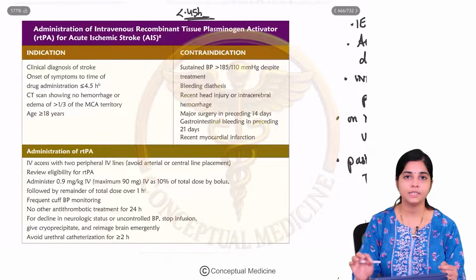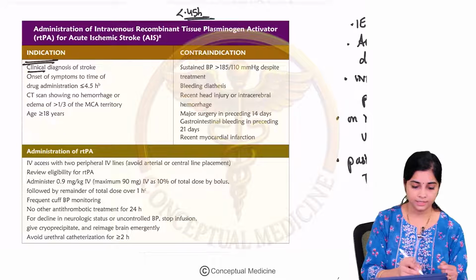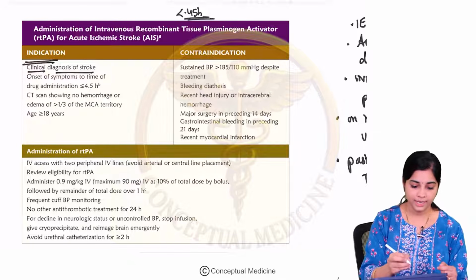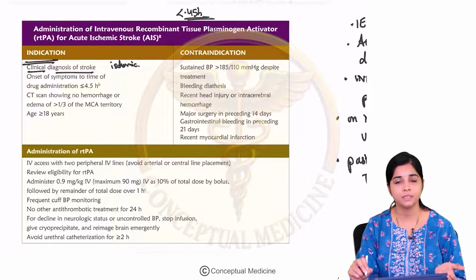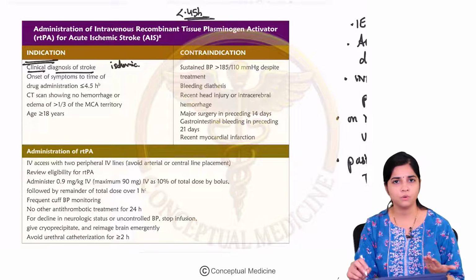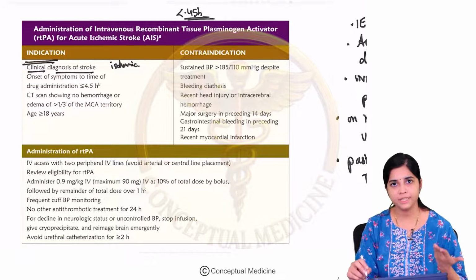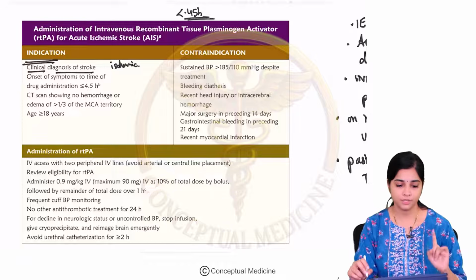So what are the indications for thrombolysis? The indications are a clinical diagnosis of stroke, and it has to be an ischemic stroke. We are not going to thrombolyze a hemorrhagic stroke, right? Because it's a bleed. The main aim of thrombolysis is to break the clot. If there is no clot, you will not thrombolyze, and if it is a bleed, you are definitely not going to thrombolyze. So it's only in an acute ischemic stroke.